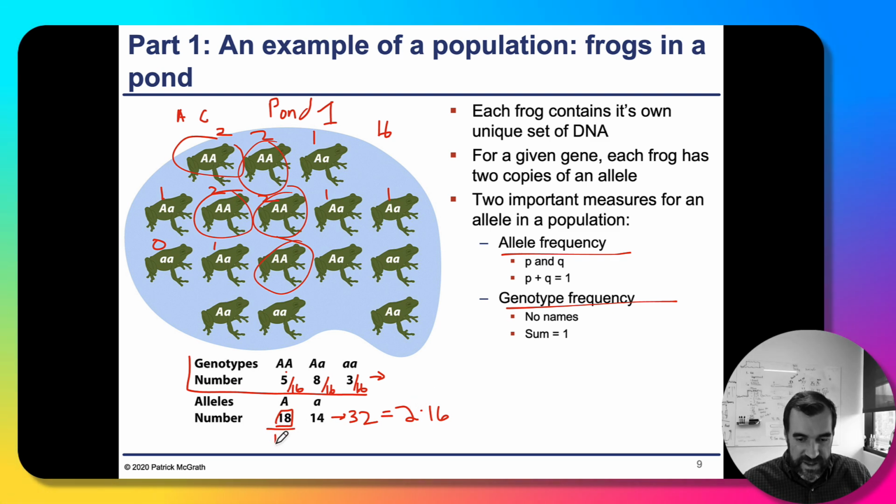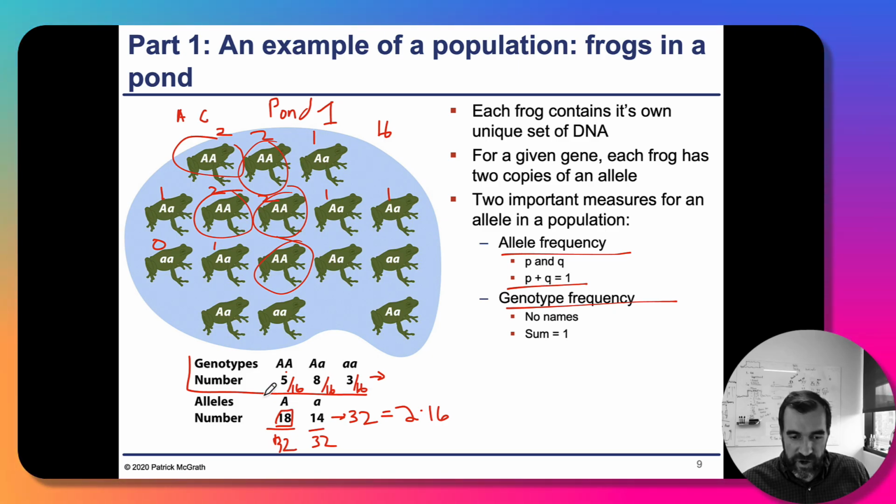If we wanted to get to allele frequency, we would simply divide by 32. Again, if you add up these frequencies, the sum has to equal 1. So 18/32 plus 14/32 is equal to 1. That's because every allele has to be either a big A or a little a. And for the genotype frequencies, your genotype has to be one of those three options.